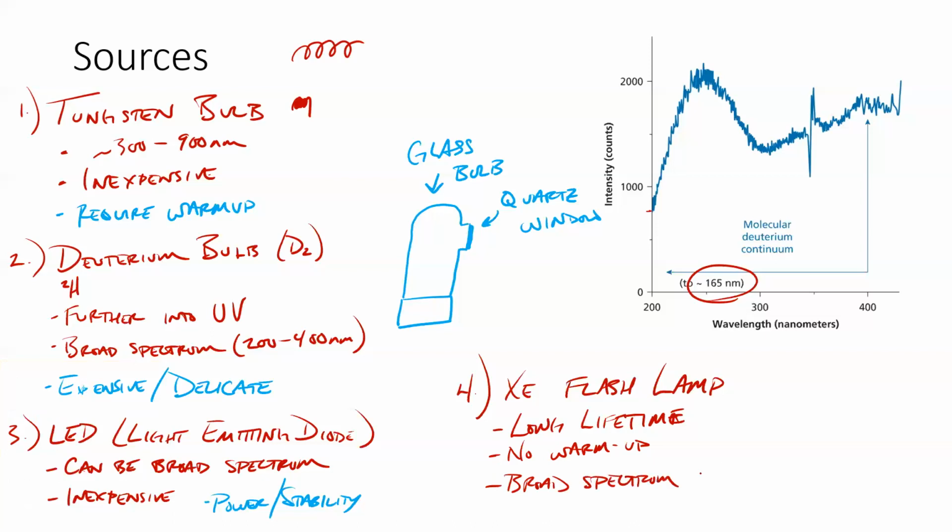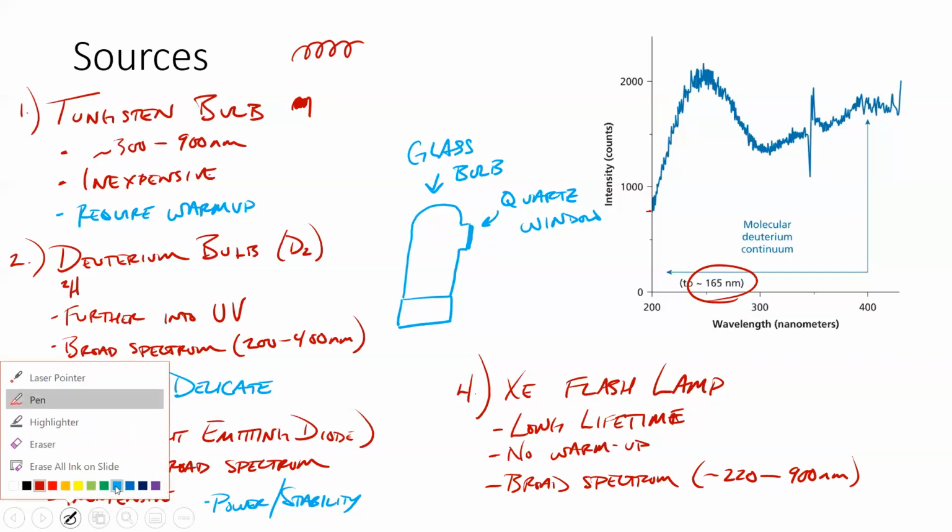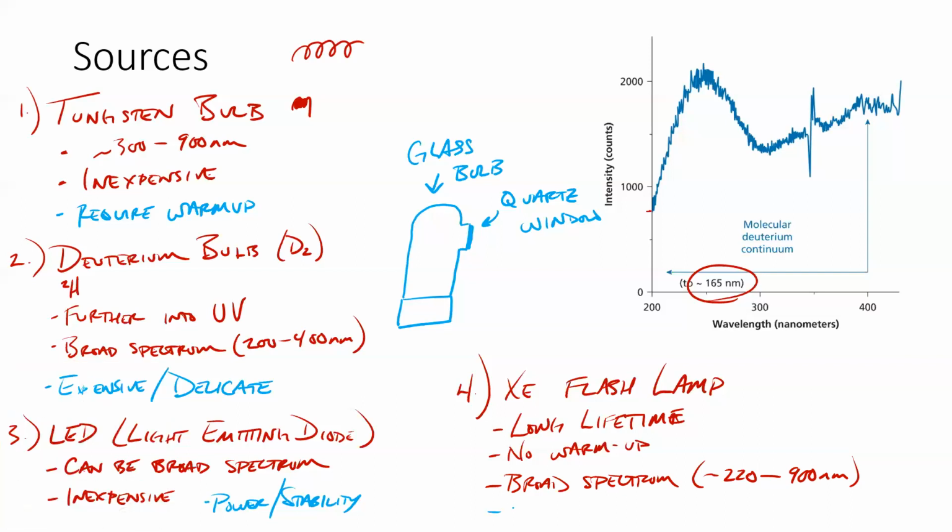It covers about 220 to 900 nanometers, maybe even up to 1,000 nanometers. And so there's this really broad range, encompassing both xenon and the tungsten bulbs. But because of that, we need a quartz envelope for the flash lamp. And that makes it expensive. It's also the newest of these technologies for UV Vis, and that also makes it expensive.